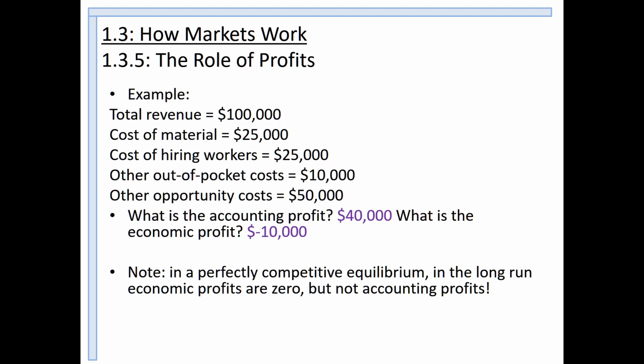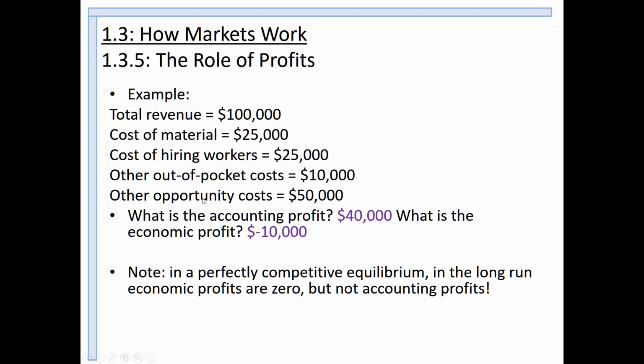Here's an example. Let's say that after you're done with school, you open up your own business. Your revenue is $100,000. The cost of material is $25,000. The cost of hiring workers is $25,000. And other out-of-pocket costs, $10,000. Those are all explicit costs. So according to your accountant, your accounting profit is $40,000.